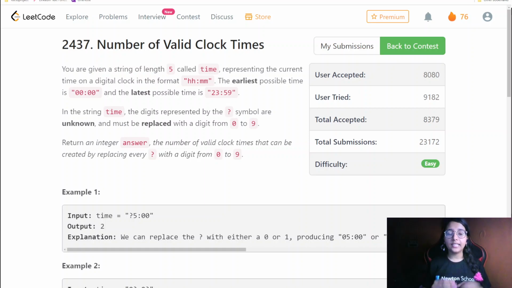So today we are going to do the code bi-weekly challenge: number of valid clock times.